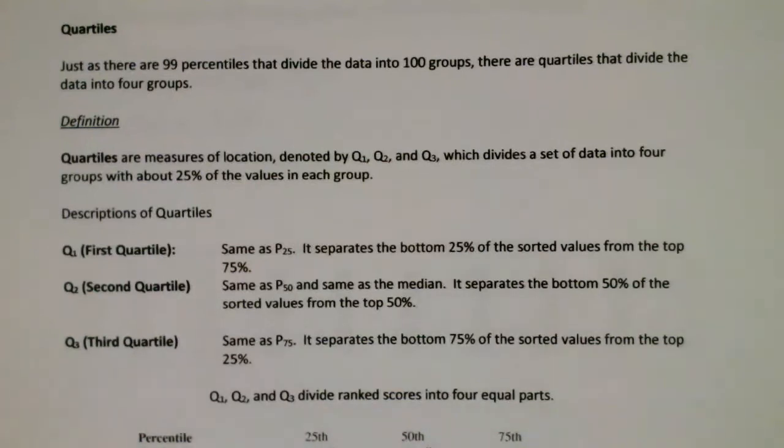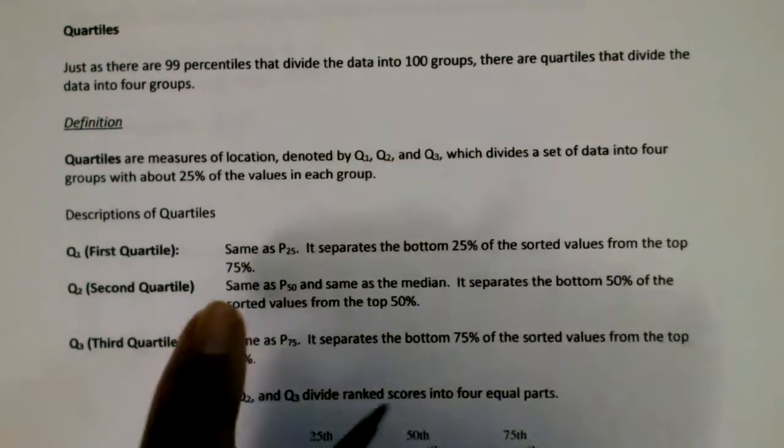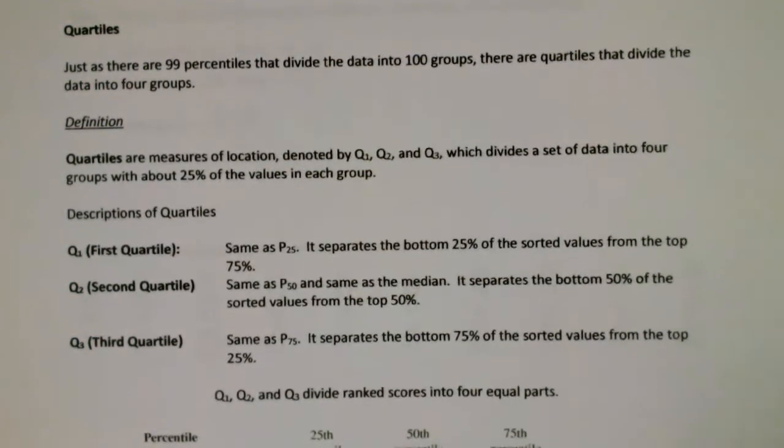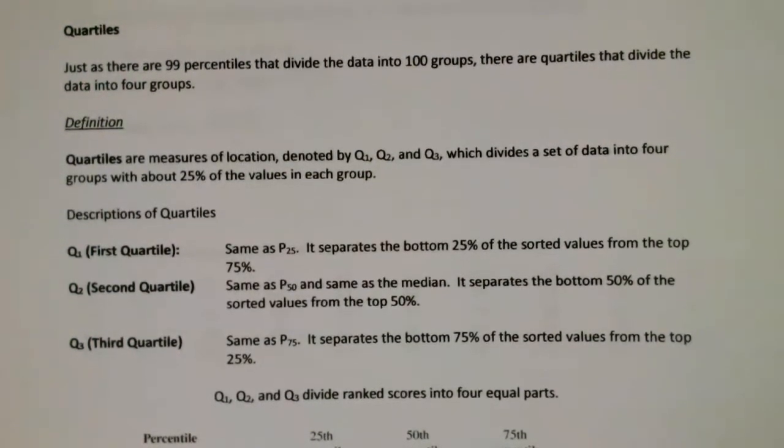All right, just as there are 99 percentiles that divide the data into 100 groups, there are quartiles that divide the data into 4 groups. So here we have a description of quartiles. One of them is the first quartile, or Q1. That is the same as the 25th percentile, which is P25. What it does is separate the bottom 25% of the sorted values from the top 75%.